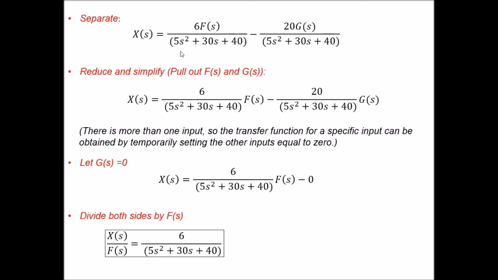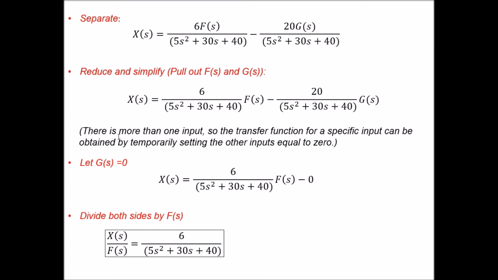And the reason we want to do this is because we want to separate out the F of s and G of s. So that's the next step. Reduce, simplify by pulling out our F of s and our G of s. So I do that there, I pull this out here, and end up with now X of s. When I pull out my F of s, it is 6 over that denominator of 5s squared plus 30s plus 40. There we go, that's separated out. Pull out my G of s on the right-hand side of this equation, minus 20, I pull that out there, over my denominator of 5s squared plus 30s plus 40, times that out there. So now those are pulled out, separated.